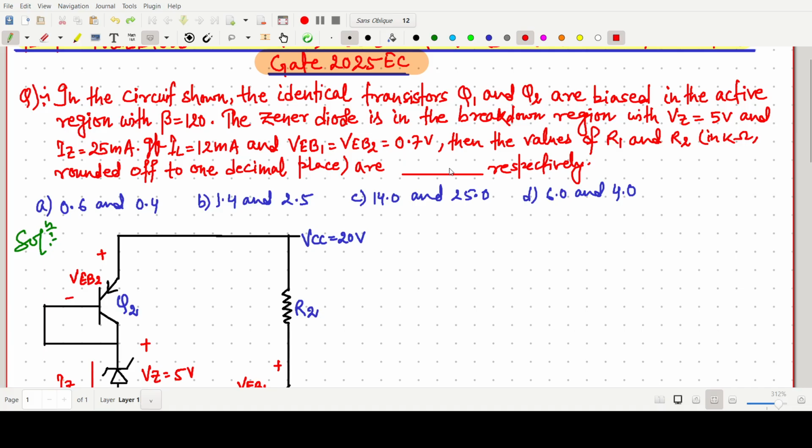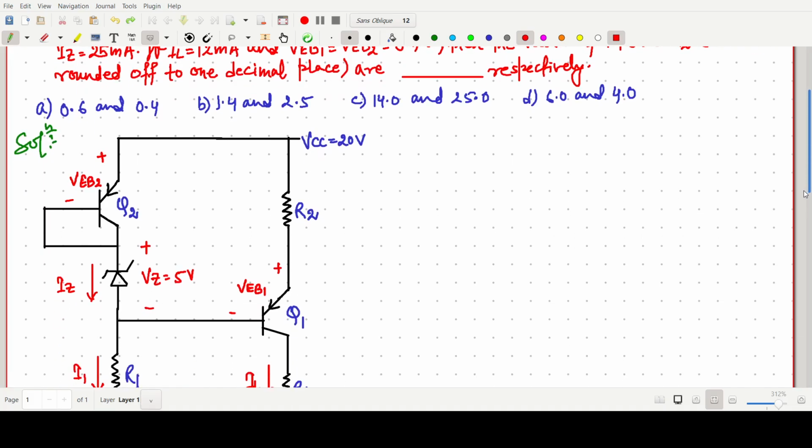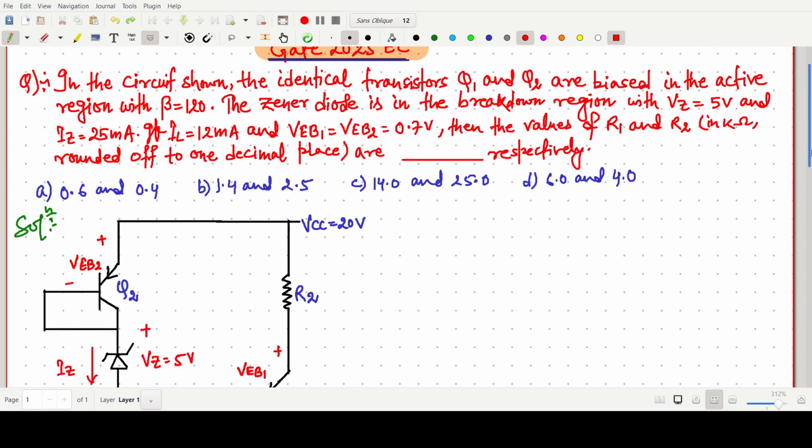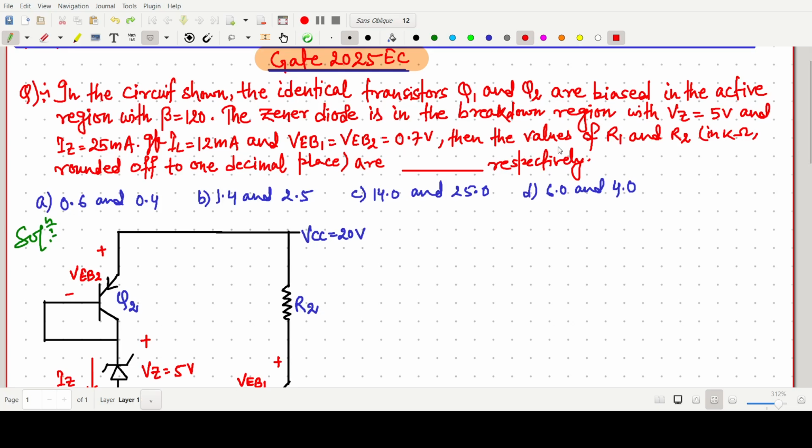If IL is 12 milliampere, so we have to find the value of R1 and R2. The value of R1 and R2 in kilo ohm we have to find. And given the VEB1 and VEB2 is 0.7 volt.